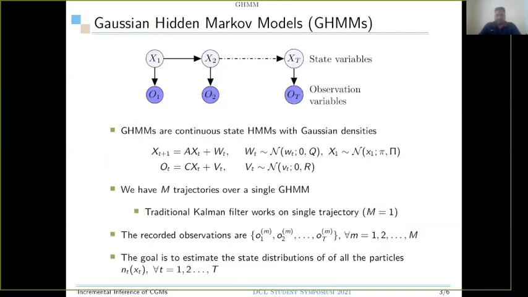The generative model used in our algorithm is Gaussian hidden Markov model, which involves state variables X and observation variables O. We have a total of m trajectories as compared to the traditional setting where the filtering is performed over a single individual trajectory. And the goal of the aggregate filtering is to estimate the hidden state distributions at each time point.